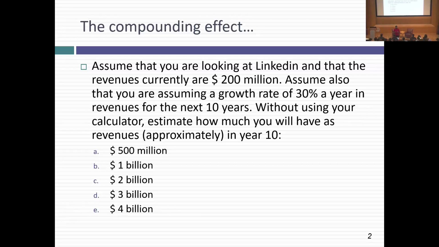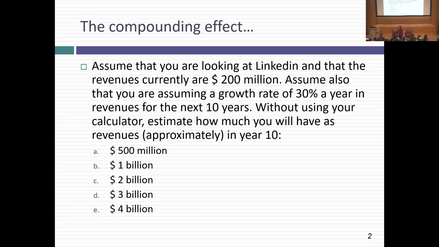So I'd like somebody to be my calculator while we do this, okay? And here's why. Before we do that, though, let's try to guess. So let's say you have a company. I've said LinkedIn, but it can be any company. The revenues are 200 million right now. And you decide to put in a 30% compounded annual growth rate for the next 10 years.